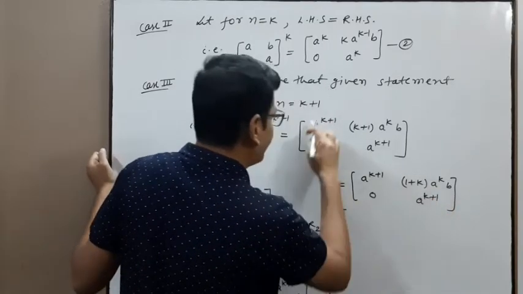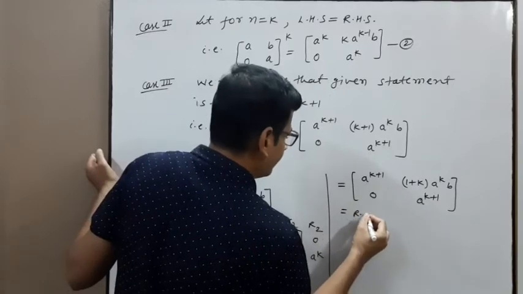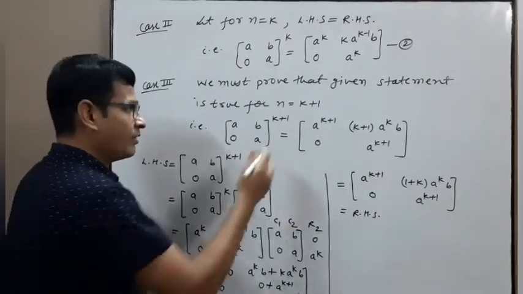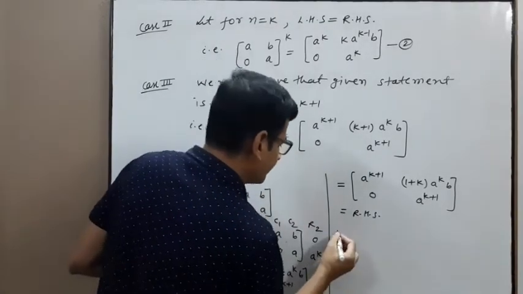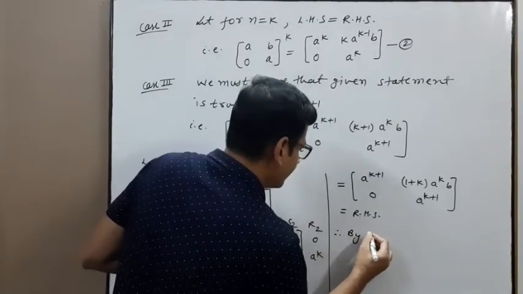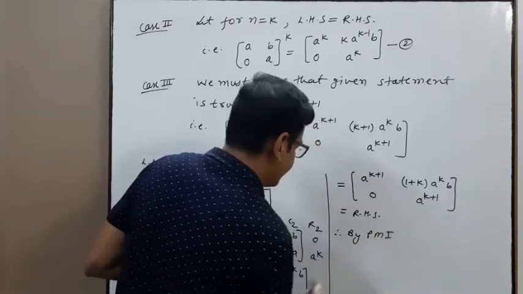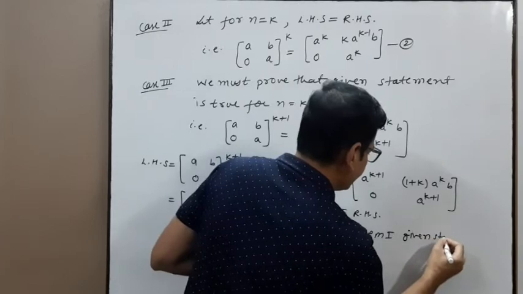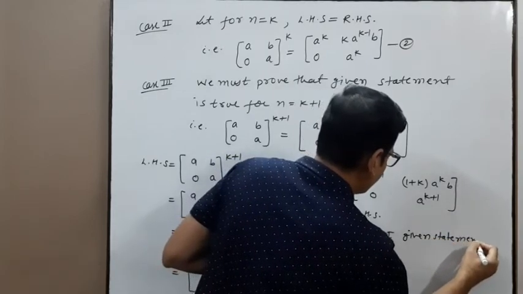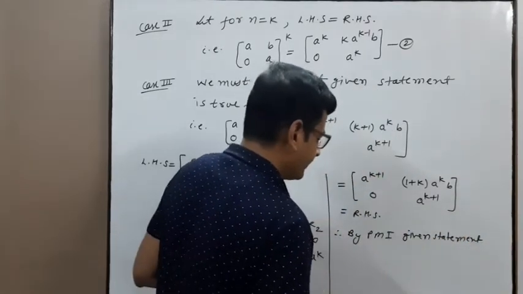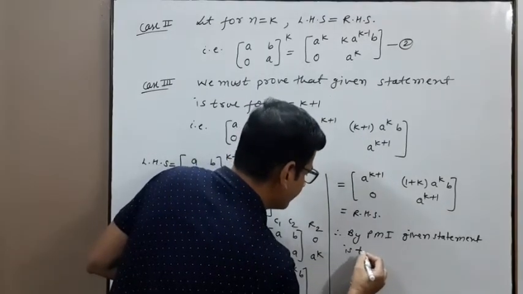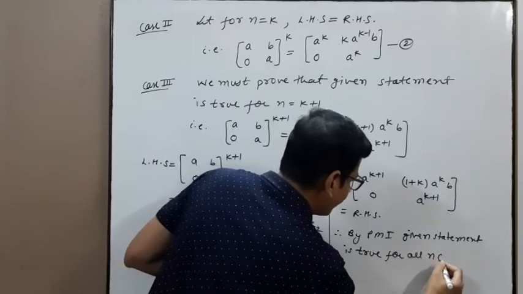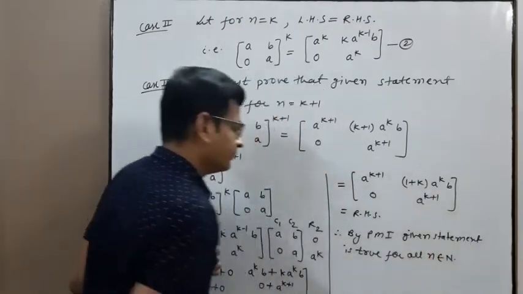And this is equal to the right hand side. So the given statement is true for n equal to k plus 1 also. Therefore, by the principle of mathematical induction, PMI, the given statement, that is, the left hand side equal to the right hand side, is true for all n belonging to natural numbers.